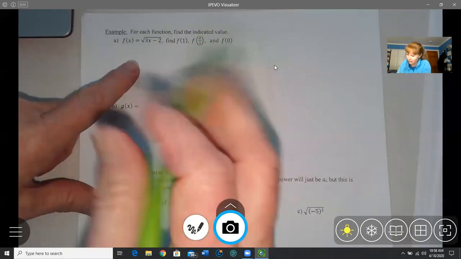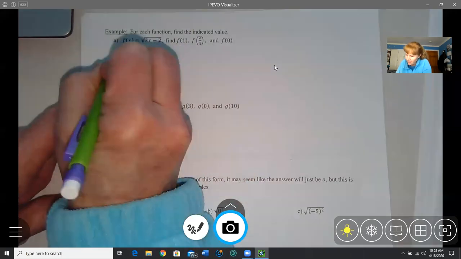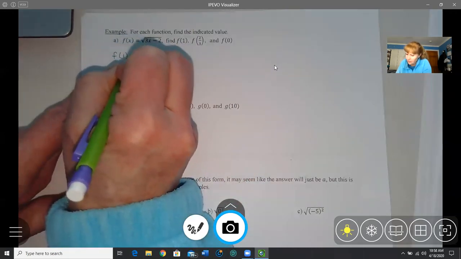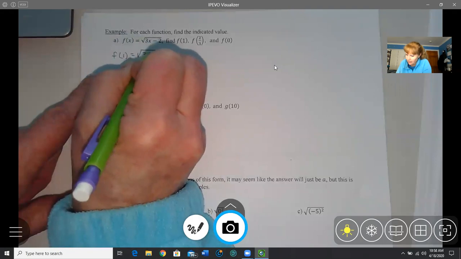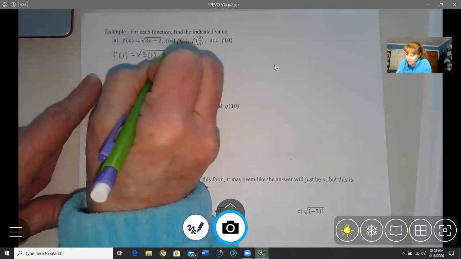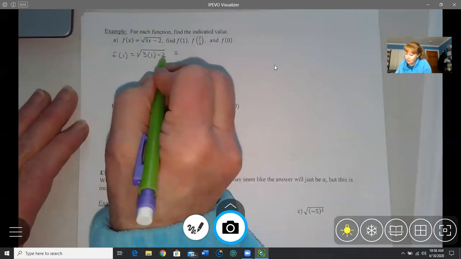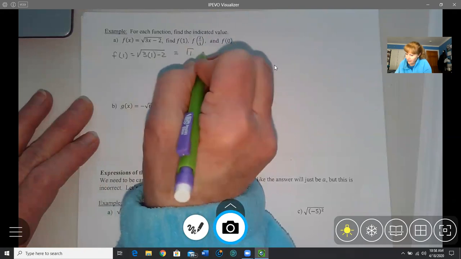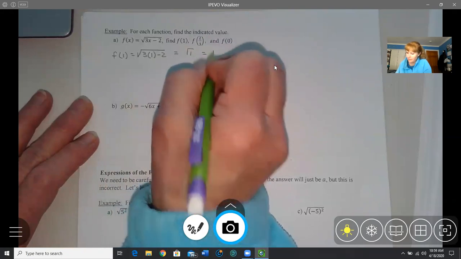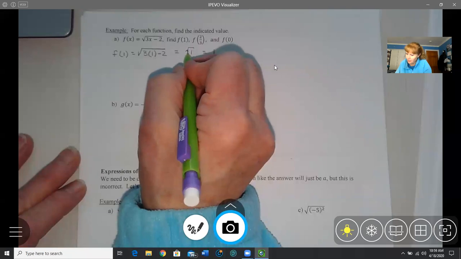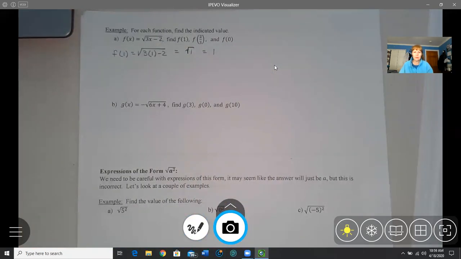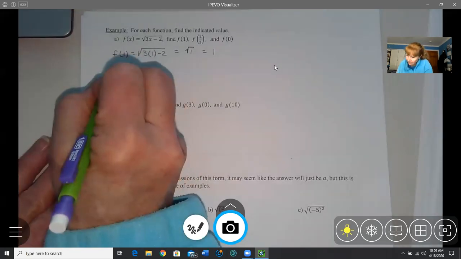Okay, let's look at an example. Let's do this one right here. So we'll have f of 1 is equal to the square root of 3 times 1 minus 2. That's all that means, which gives us 3 minus 2. The square root of 1 is 1. And again, we're looking for the principal square root. We're using the symbol, so we want the principal square root. And 1 times 1 is 1, so the square root of 1 is 1. That's all. All right, let's look at our next one. F of 2/3.